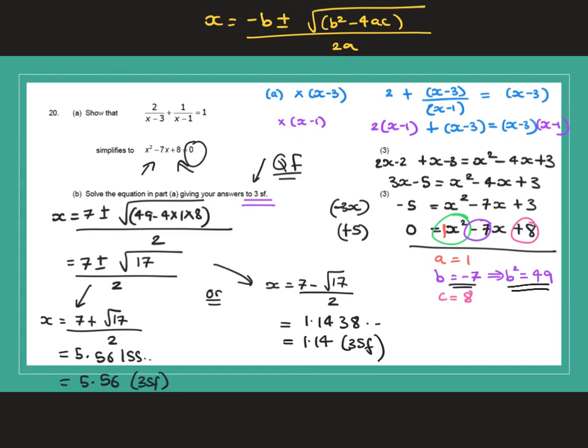Now, let's substitute into the quadratic formula. Remember, the formula starts with minus b. b is negative 7, so minus b will be positive 7. Plus or minus the square root of b squared, which is 49, minus 4 times 1 times 8, all over 2. Now, work out this part here, the part underneath the square root sign first. So that's 17. And then split this up so you've got the positive version and the negative version, and then work them through to get to your final answers, which should be 5.56 and 1.14.